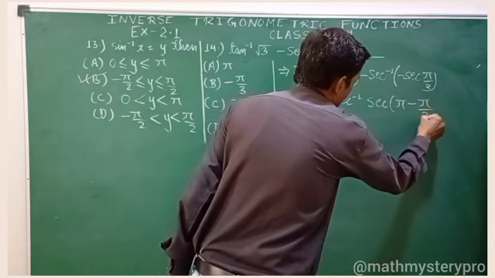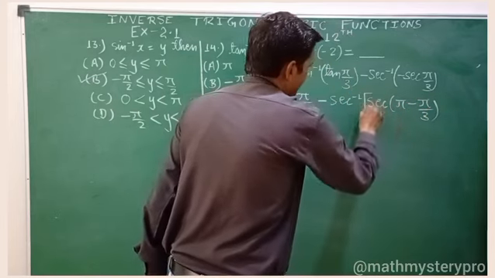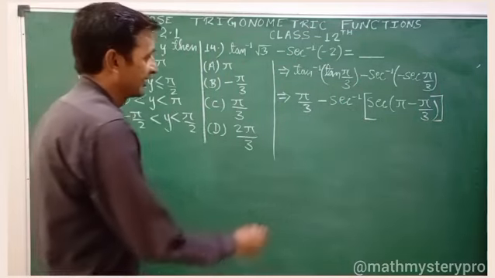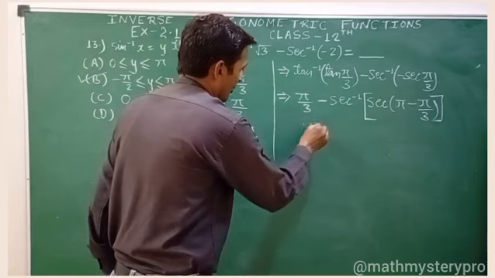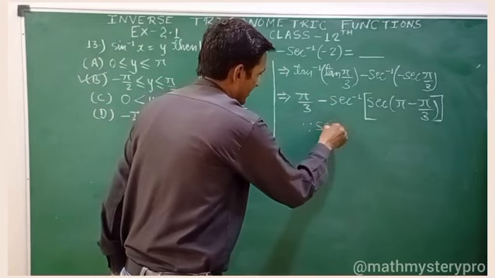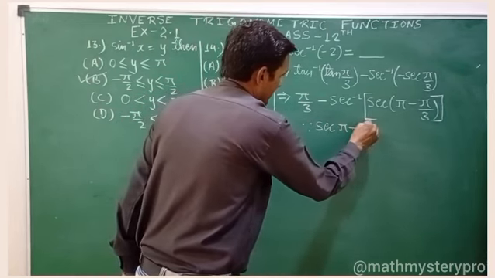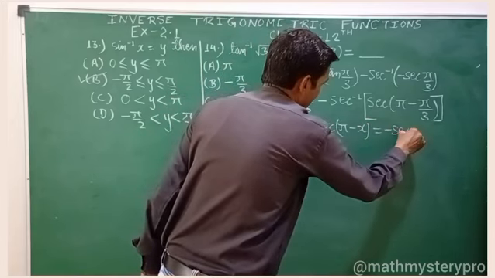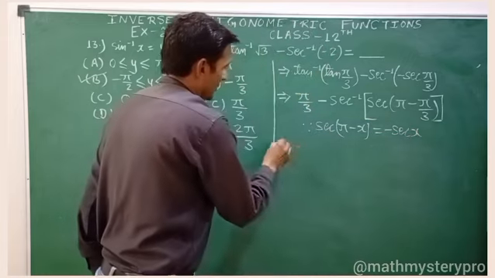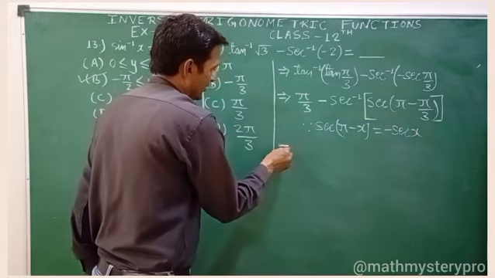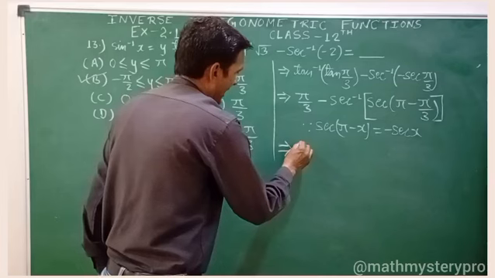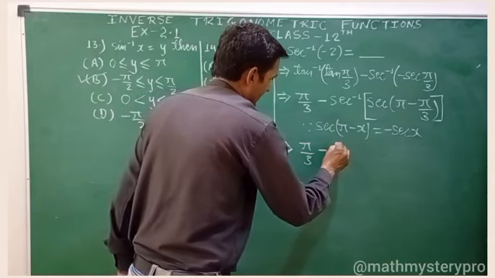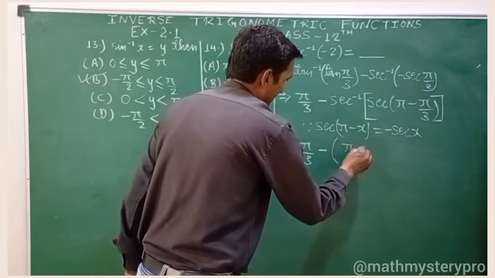As you know very well that sec 180 minus theta is minus sec theta. So this formula you will have to mention here: sec pi minus x is equal to minus sec x. So this will be pi by 3 minus pi minus pi by 3.